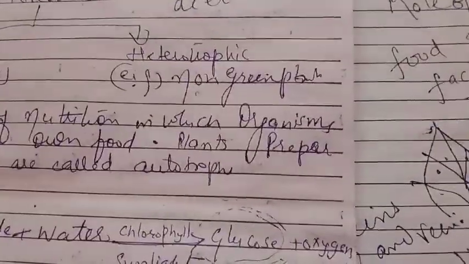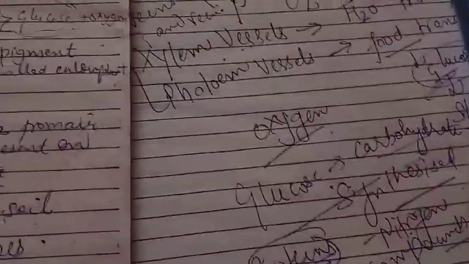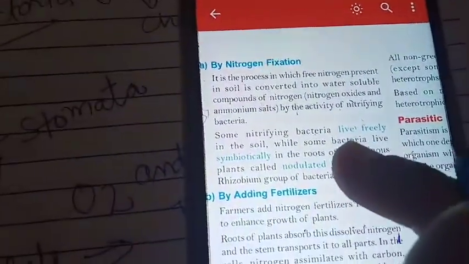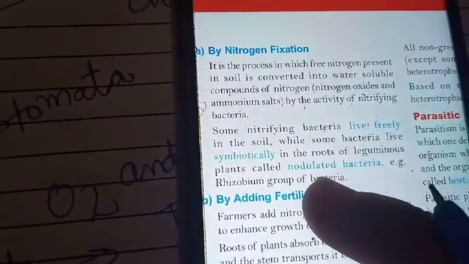So, what are proteins? Proteins are made up of nitrogenous compounds. And how are nitrogenous compounds formed? By nitrifying bacteria that are present in the roots of some leguminous plants, for example rhizobium, and by fertilizer.